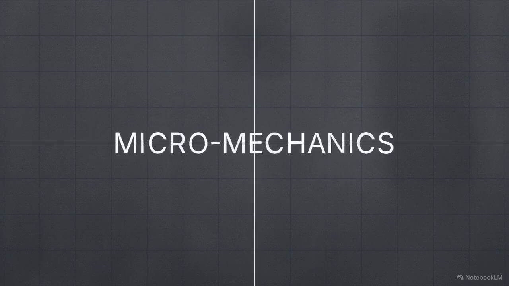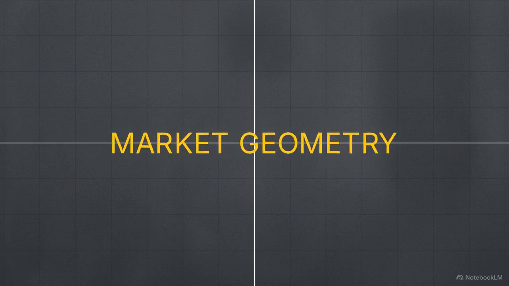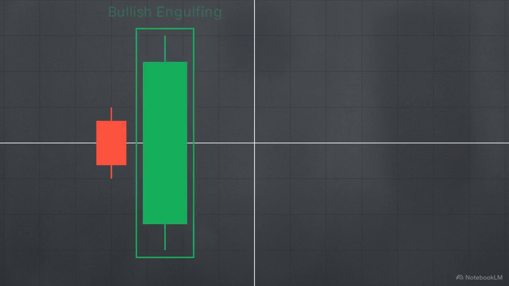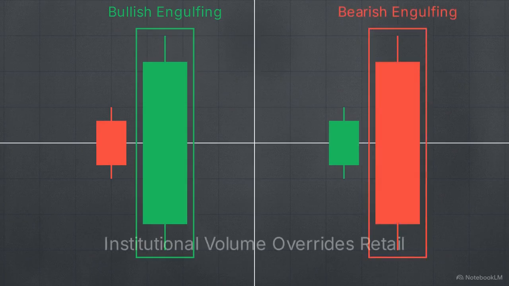Once macroeconomic forces establish the bias, the focus moves to micromechanics, where data is translated into market geometry. The Japanese candlestick serves as a precise geometric record, documenting the open, close, high, and low data points of specific order flow over a set time period. The engulfing candle footprint is characterized by a massive size differential between two sequential candles. This volume proves that aggressive institutional capital is entering the market and overriding established retail price ranges.